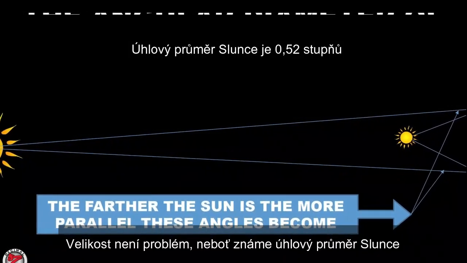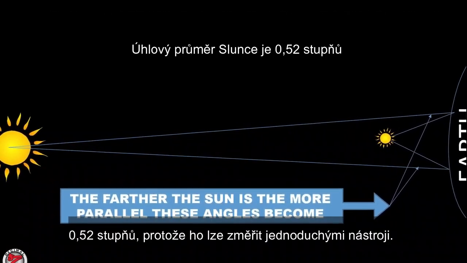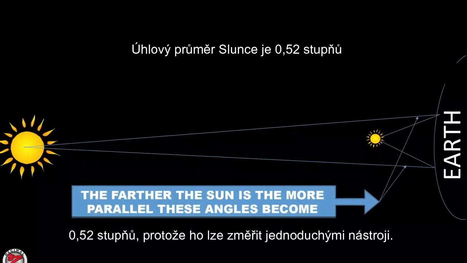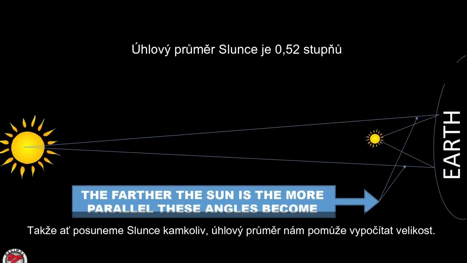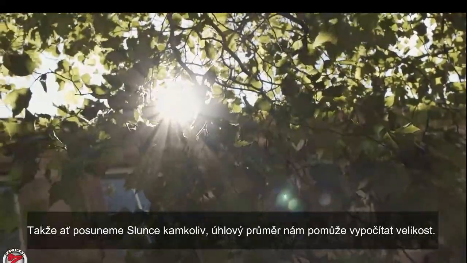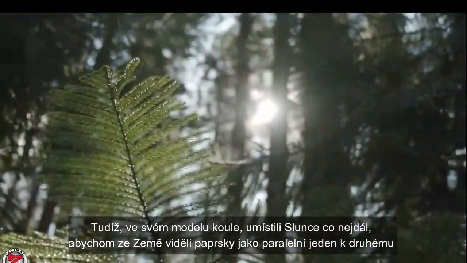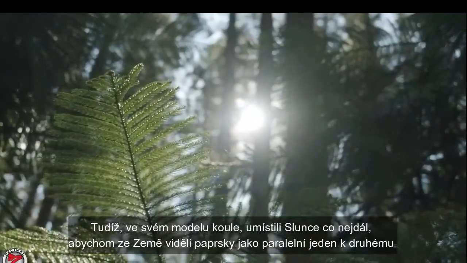The size is not a problem because we already know the angular diameter of the sun, 0.52 degrees, because it can be measured by simple tools. So wherever we decide to put the sun, the angular diameter will help us calculate the size. So they have to put it as far as possible in the model so that we can see the light rays parallel to each other from Earth.